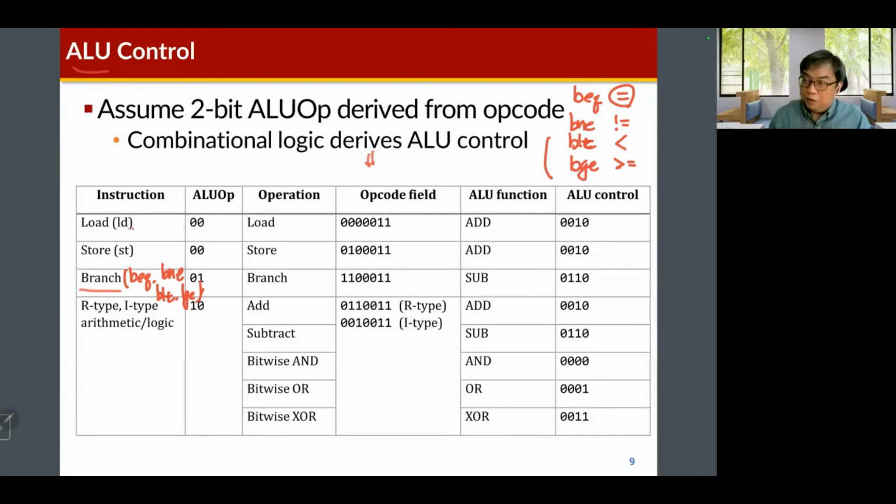But how about BLT and BGE? We can check the magnitude of two different data to implement BLT and BGE, by checking A minus B. And for BEQ and BNE also, we need to perform A minus B. That's why, even though our ALU supports more operations, branch instructions require only the sub operation. With the sub operation, we can check equality, not equal, less than, and greater than or equal to. So these operations can be done by the sub operation in the ALU.